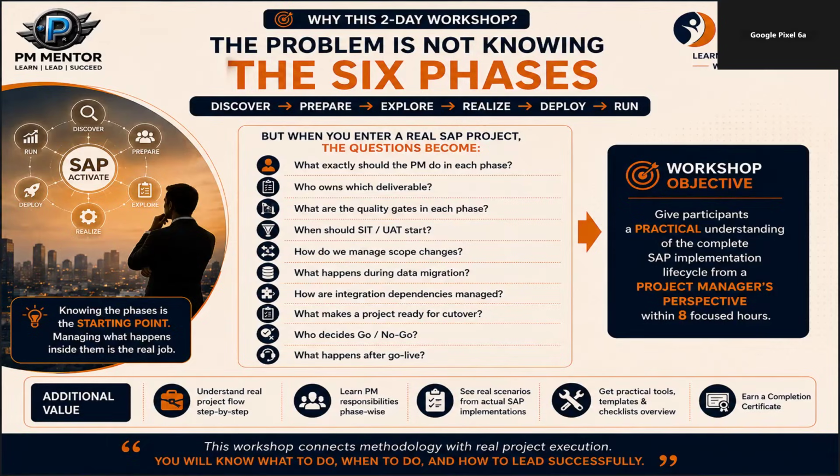And now the next question, who actually decides go or no-go? Many people think the project manager decides. Not always. The project manager's responsibility is to make sure the correct facts, risks, open issues, options and recommendation are available to the correct decision makers. The final go or no-go decision may involve the steering committee, the sponsor, business leadership, technology leadership, or another authorized governance body. So the project manager must understand how to prepare the decision properly.